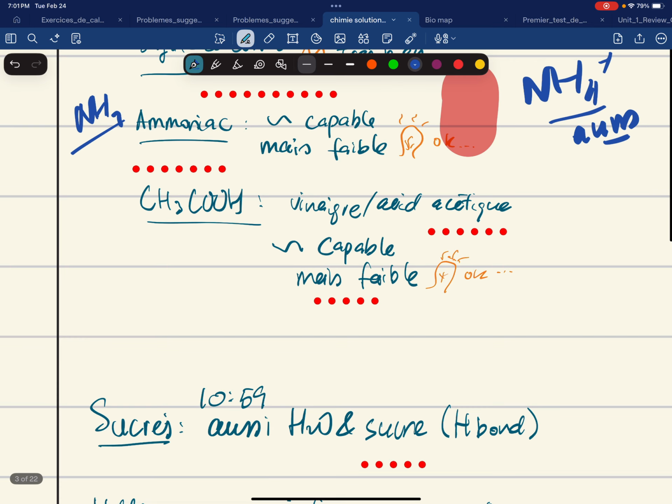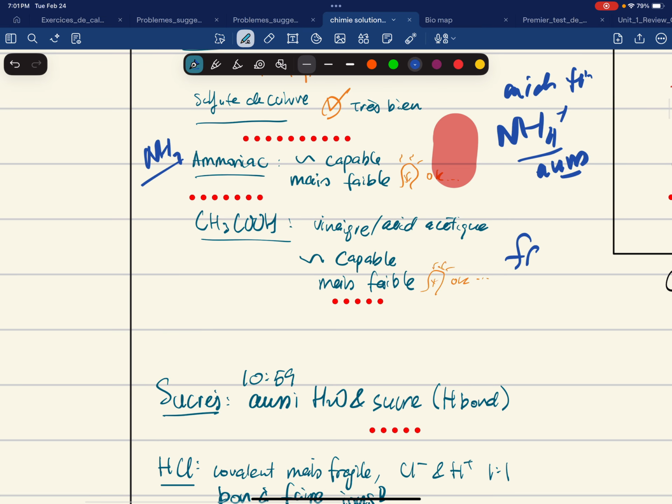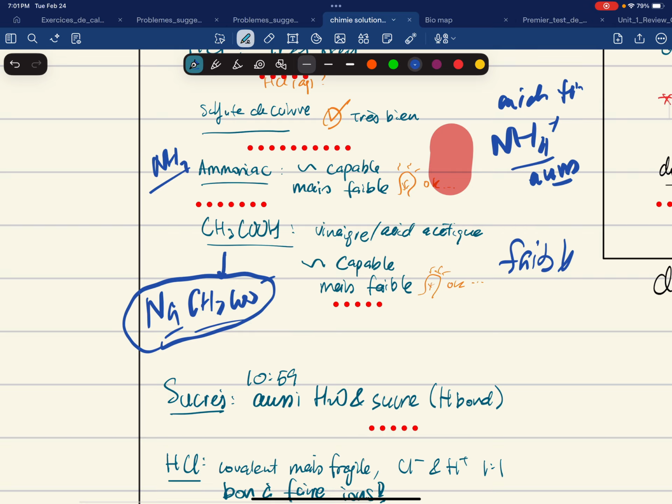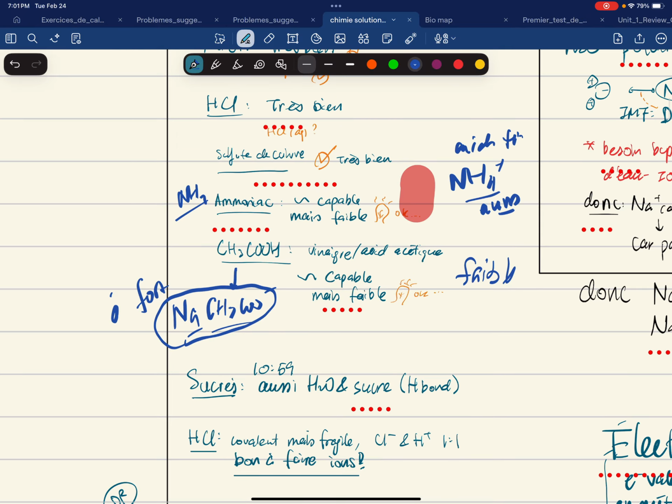And then CH3COOH. So CH3COOH, acid acetic itself, is acid faible. However, if acetate, so the ion CH3COO- itself was combined with another ionic, well, this is going to become ionic. So this guy is going to be a strong electrolyte fort.